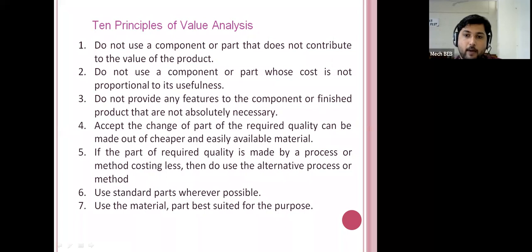Accept the change if a part of the required quality can be made out of a cheaper and easily available material. So the change should be accepted, and it should be related to the required quality. Only then can one accept the change, and the materials required to produce those goods should be available at a cheaper rate. And if a part of the required quality is made by a process or method costing less, then do use the alternative process or method.